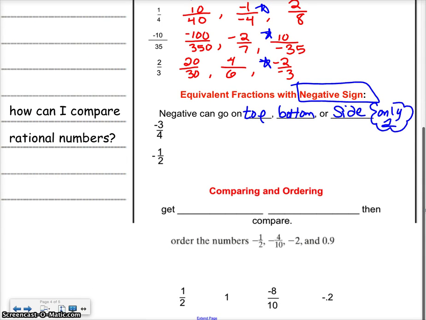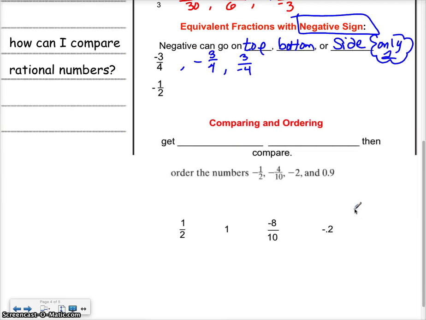So -3/4 I can write as 2 more ways. A negative on the outside, that's the sign, and then a 3/4. That's equivalent. Or I can put the negative on the bottom. 3 over negative 4. Those are all equivalent ways to deal with a negative number.